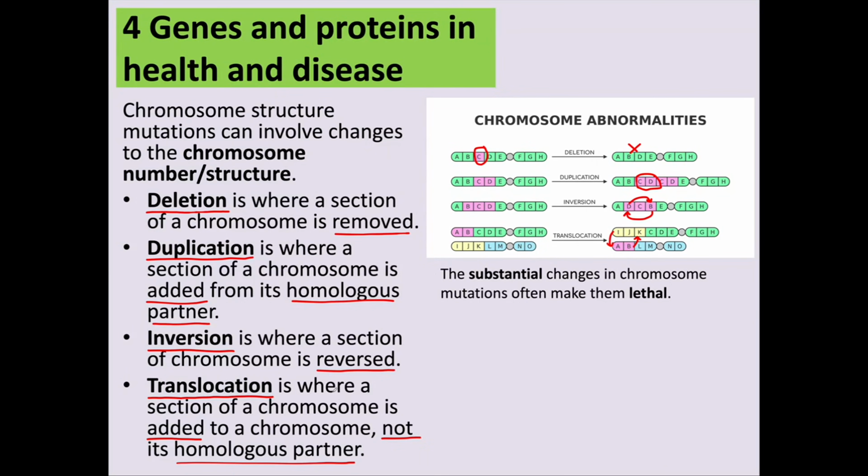Okay, so keep those four in mind and try and remember the difference between all of them. The names give you a hint, but you need to know these wee definitions as well. And note that they all start with a section of a chromosome. So you have to mention a section of a chromosome when you're describing the change in a chromosome mutation.